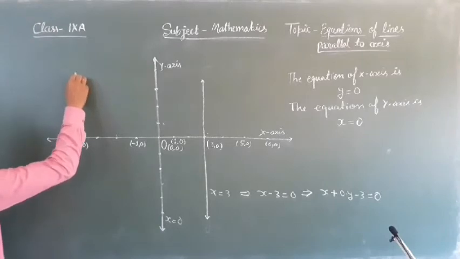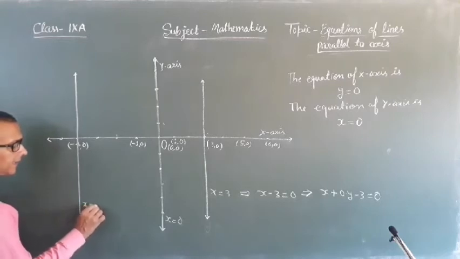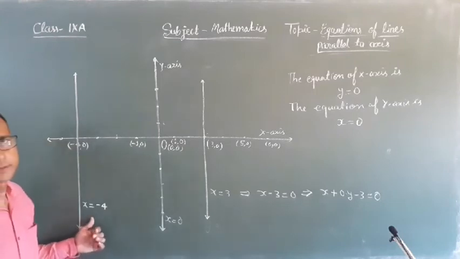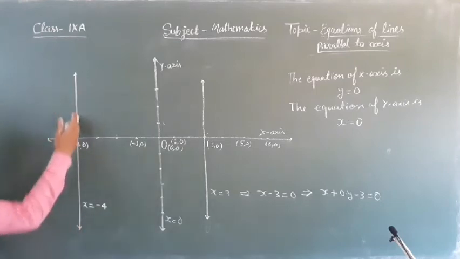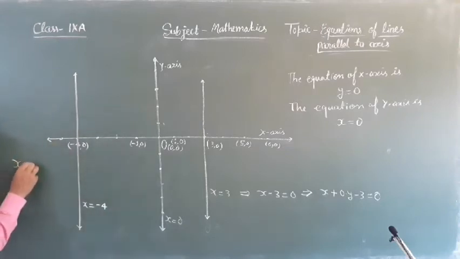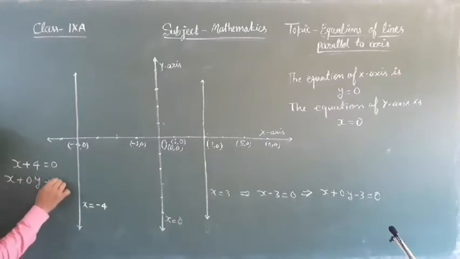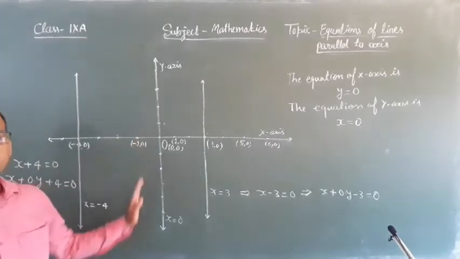Similarly, draw a line which is parallel to y-axis and passes through the point (-4, 0). In this, the value of x for each and every point will be equal to minus 4. So the equation of this line will be x is equal to minus 4, and you can simply write it x plus 4 is equal to 0, or x plus 0 into y plus 4 is equal to 0. This is the equation of a line parallel to y-axis.